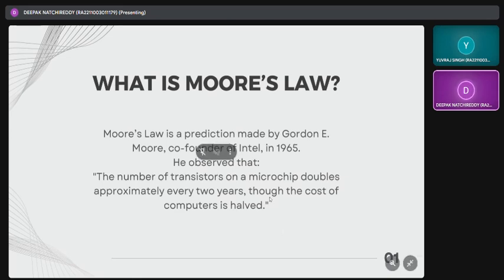So, this is the observation made by Gordon E. Moore in 1965. The prediction became the guiding principle for the semiconductor industry for over 5 decades.